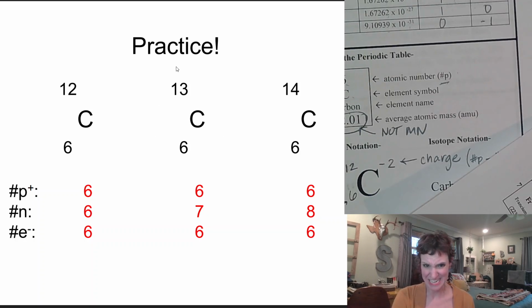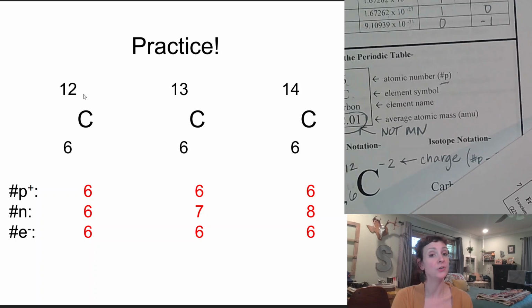Now zipping over here, let's count neutrons over here. Mass number is 13 here. 13 minus 6 gives you 7 neutrons. And then finally, this last one, I have a mass number of 14, so 14 massive things in the nucleus. 14 minus those 6 protons gives me 8 neutrons. Now, the last thing to look at here is all of these atoms are neutral atoms.